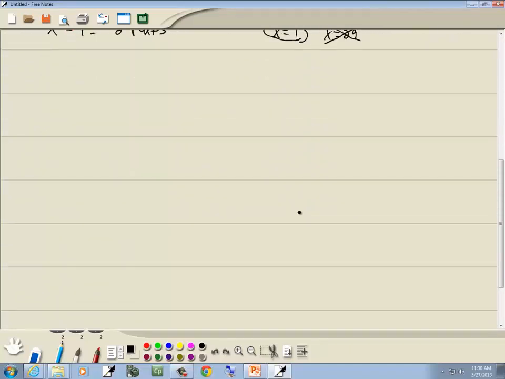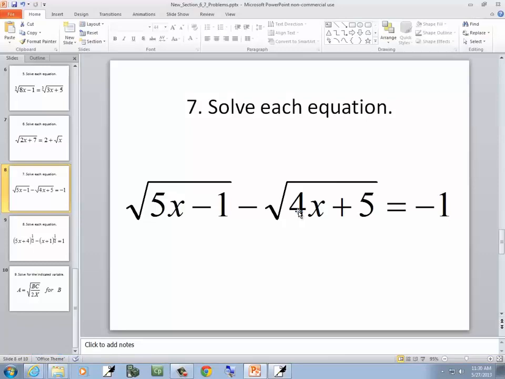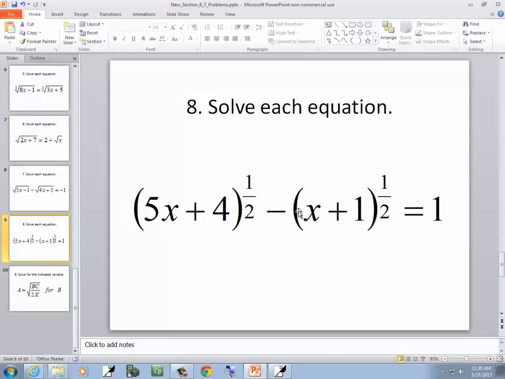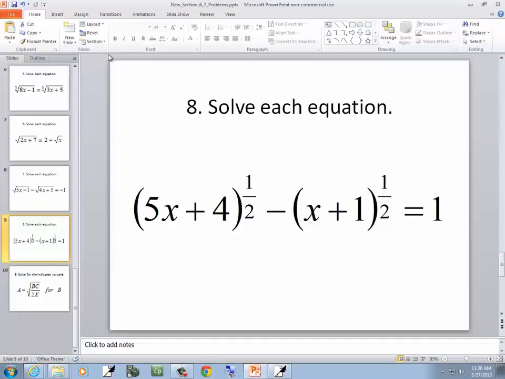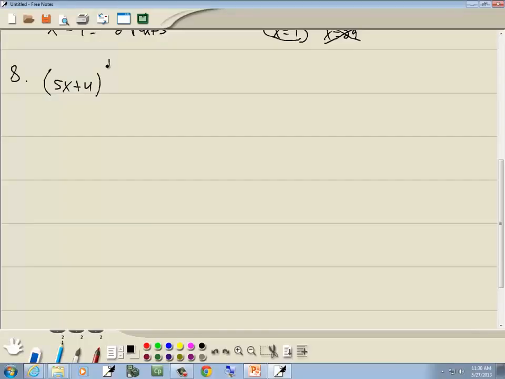This is an example of showing where 1 doesn't work. Now I'm not going to actually work this problem. I never do in class. I just show the setup. So I go 5x plus 4 to the 1/2 power minus x plus 1 to the 1/2 power is equal to 1. Same instruction, solve.